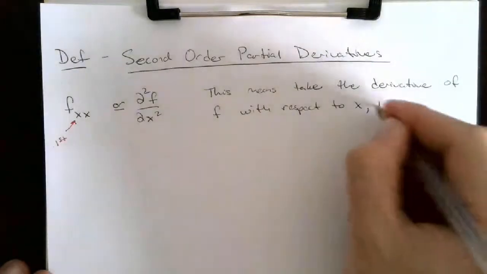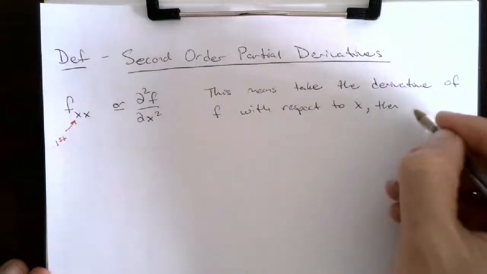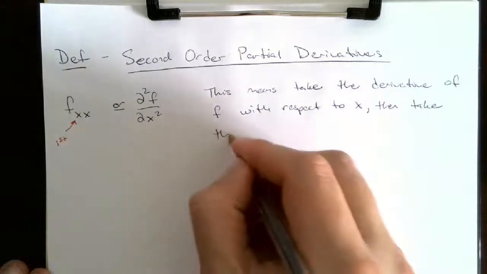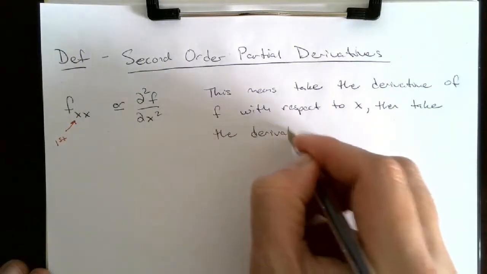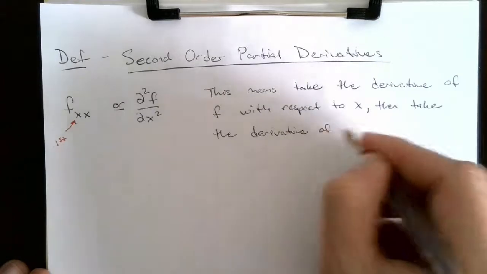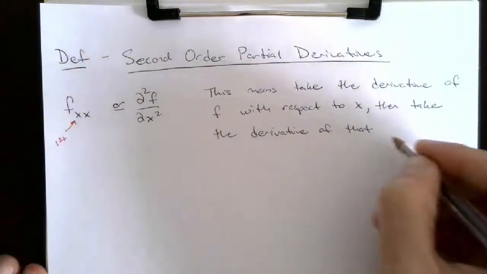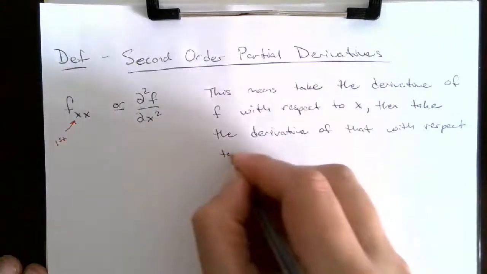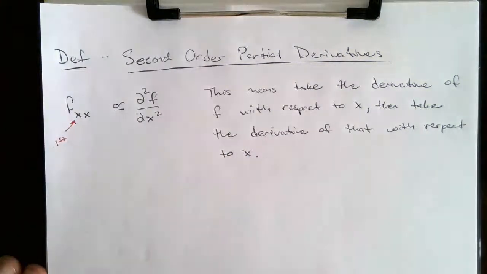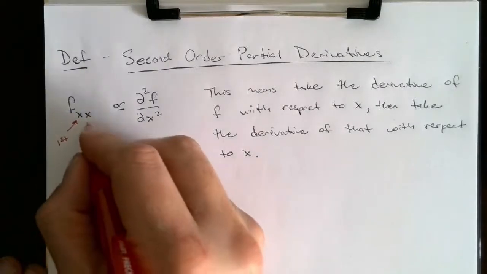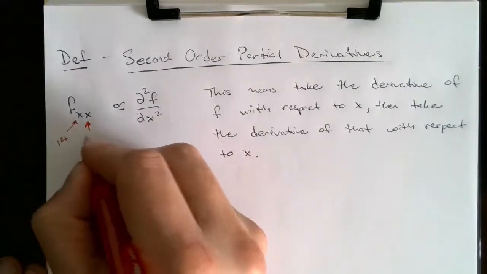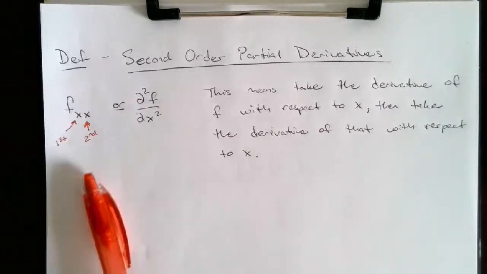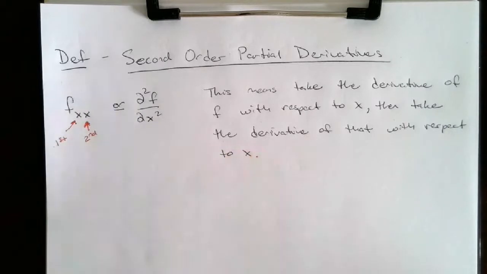Then take the derivative of that with respect to x. So first take the derivative with respect to x, and then you're taking the derivative of what you got with respect to x again. So this would be one of the second order partial derivatives.